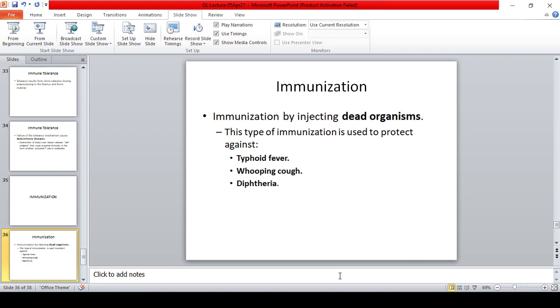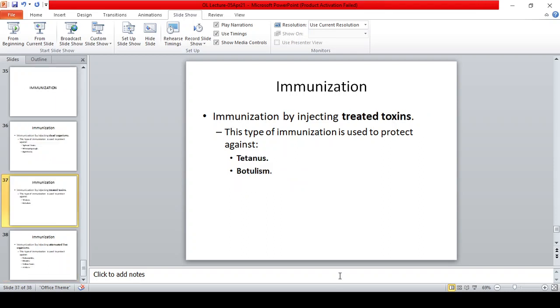For example, immunization by injecting the dead organisms. Now, a person can be immunized by injecting dead organisms that are no longer capable of causing the disease, but still have some of their chemical antigens preserved, which can lead to the activation of the immune system. Now, this type of immunization is used to protect against typhoid fever, whooping cough, and diphtheria.